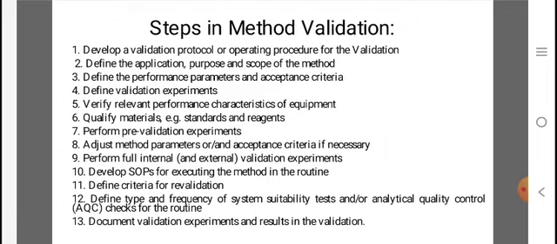Steps in method validation. Develop a validation protocol or operating procedure for the validation. Define the application, purpose and scope of the method. Define the performance parameters and acceptance criteria. Define validation experiments. Verify relevant performance characteristics of equipment. Qualify materials, for example standards and reagents. Perform pre-validation experiments. Adjust method parameters or acceptance criteria if necessary.